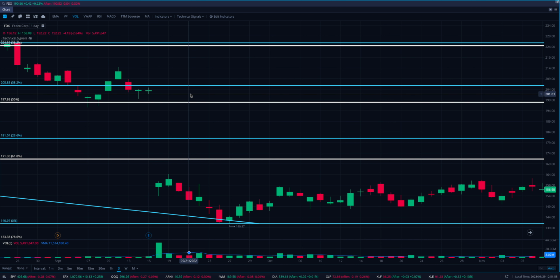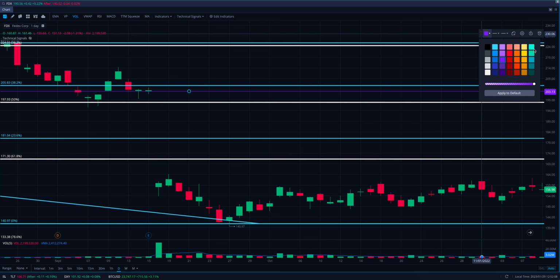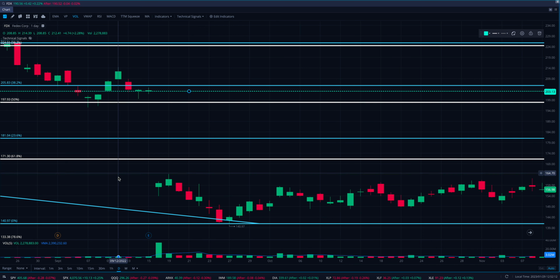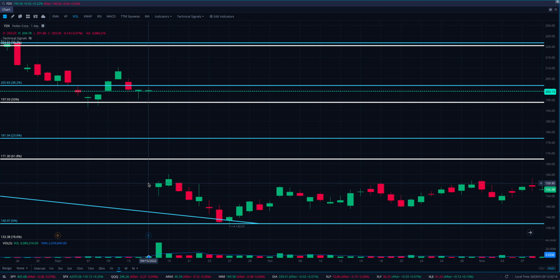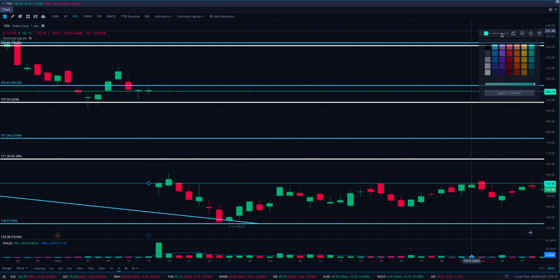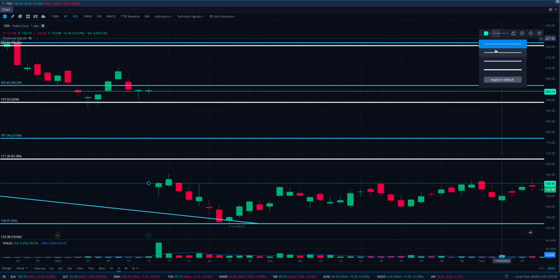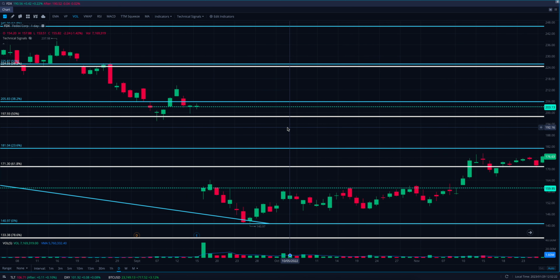Some people, and I just recently did a video about this, mark from the wick of a candle, and some people mark from where it opened or closed. I tend to do the open and close. So I'm going to mark those. All right, zoom back out.